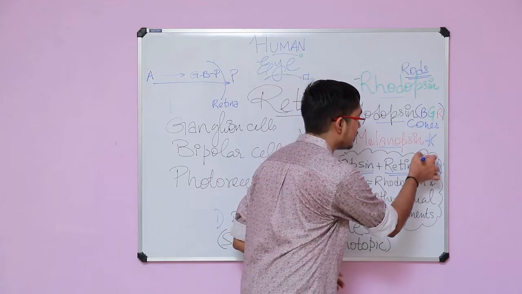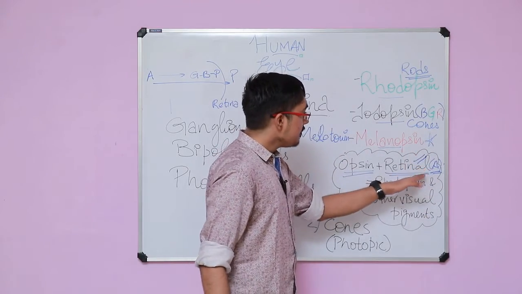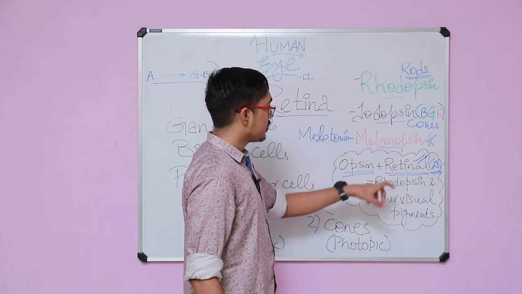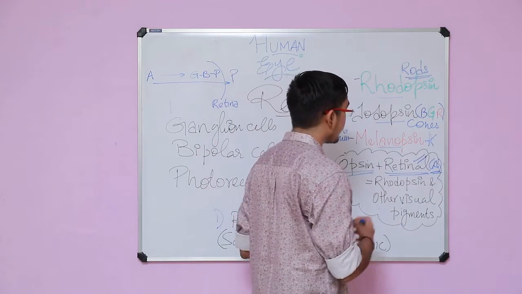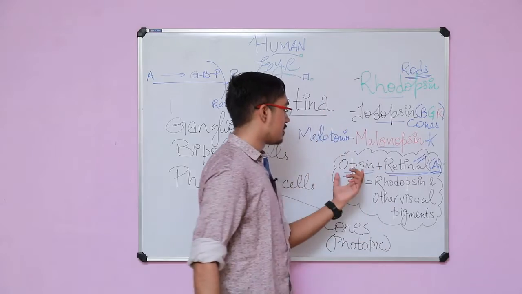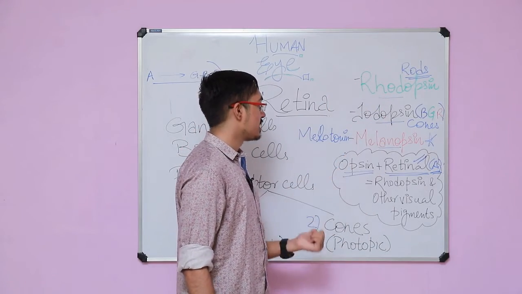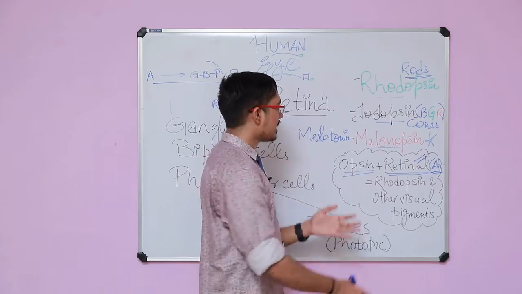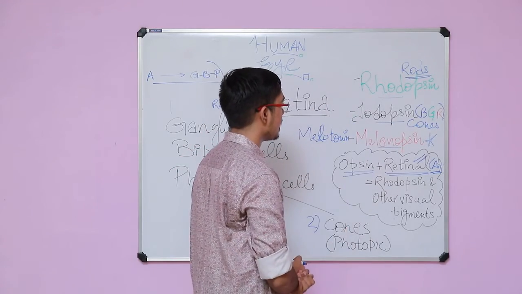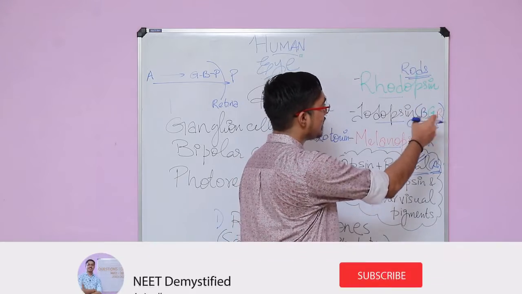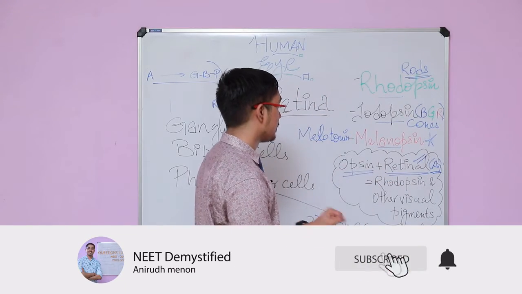Al for aldehyde, you have learned it in chemistry, isn't it? So it is a form of vitamin A, a congener, and the other part is called opsin. Now among all these three pigments, rhodopsin, iodopsin and melanopsin, the structure of opsin will be different. That is how you get three different kinds of pigments. And iodopsin again has three types: one for blue, one for green, one for red.